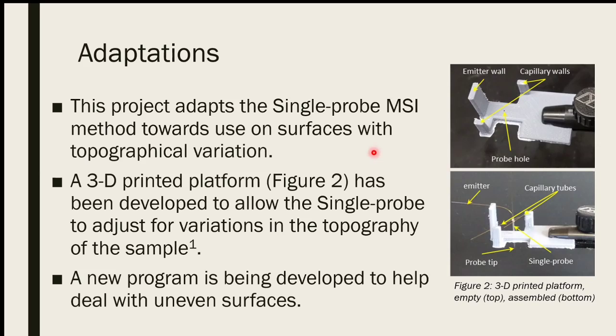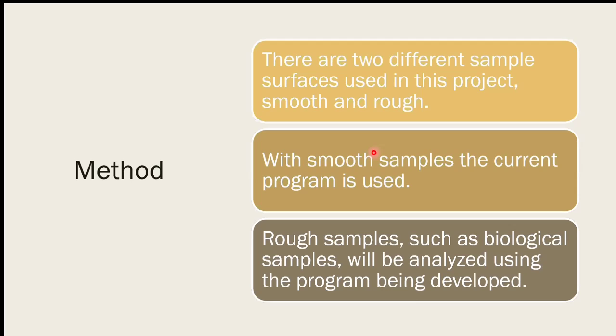Along with the hardware component, there is a new program being developed to help deal with uneven surfaces. This program will be used to control the movement of the sample stage during experiments. Now, within this project, there are two sample surfaces which will be used. Those are smooth and rough. With smooth samples, the current program will be used. Now, these samples will generally be in the form of something such as a glass test tube, whereas rough samples will mostly be biological and will require the use of the new program to avoid damaging the probe.